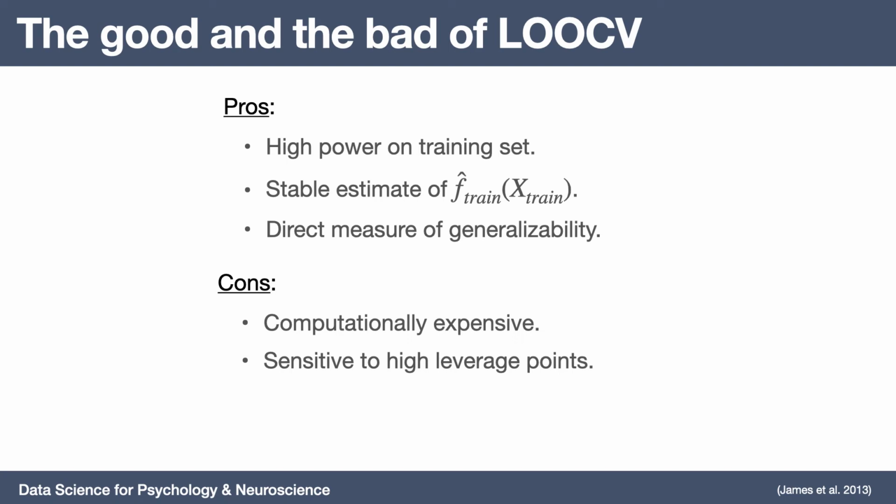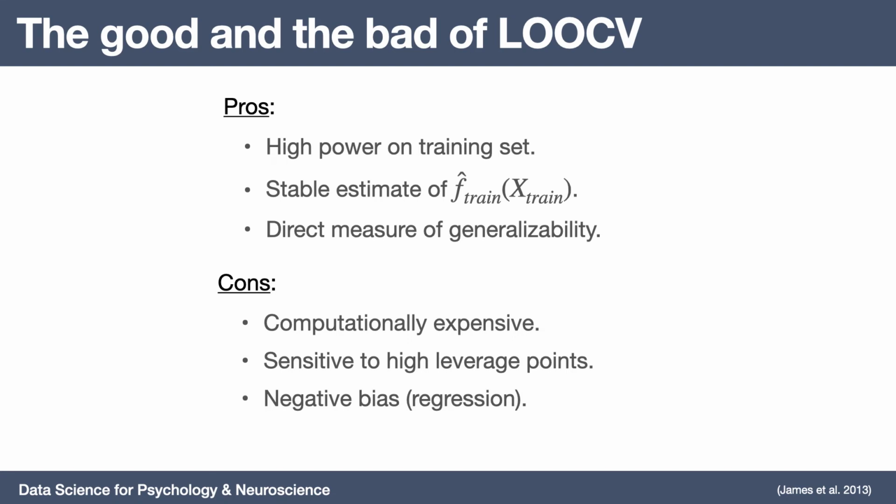It is also extremely sensitive to high leverage points. If you have high leverage points in your data set, depending on whether they sit in a holdout test observation or the training set, you'll have a high degree of variability in your model predictions, because every time you take out a high leverage point, you're changing the fundamental structure of f hat train. So it'll put a lot more variability in these predictions and impact your performance.